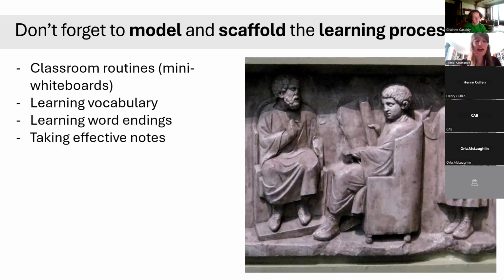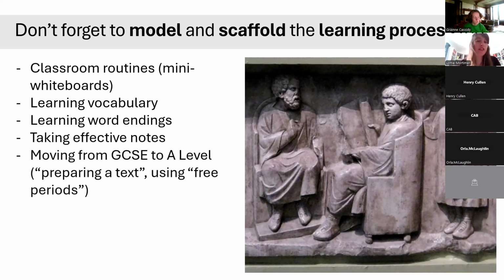Learning word endings, taking effective notes. Do students know how to do that? If you're teaching set texts, well, what do you actually want them to do? And also moving from GCSE to A level, what does it mean to prepare a text? How should they be using their free periods effectively? Yeah, they've suddenly got free periods. Well, do they actually know how to use them? Model it and scaffold it.